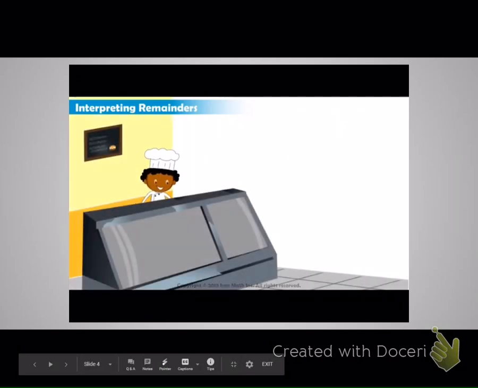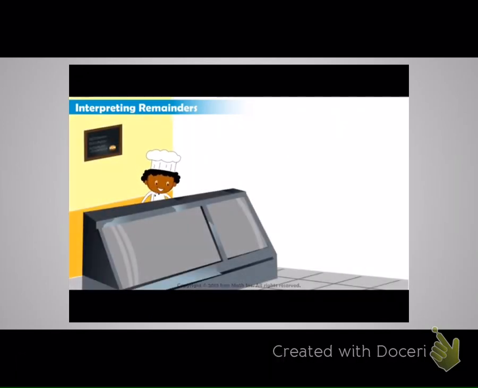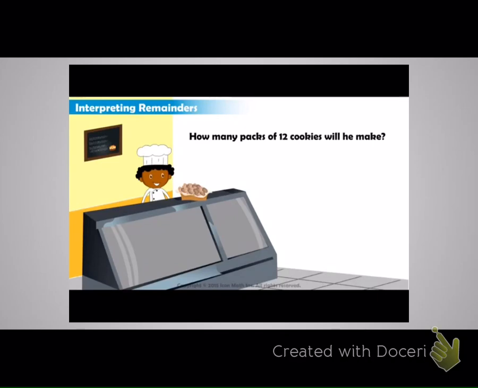Interpreting remainders. Let's look at the second case of interpreting remainders. Malik the baker sells cookies in packs of 12. Today, he made 165 cookies. How many packs of 12 cookies will he make? To find out, Malik divides 165 by 12. His answer is 13, with a remainder of 9.